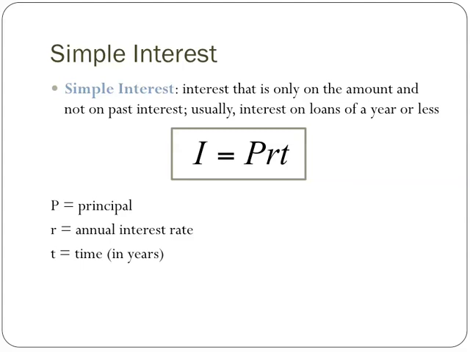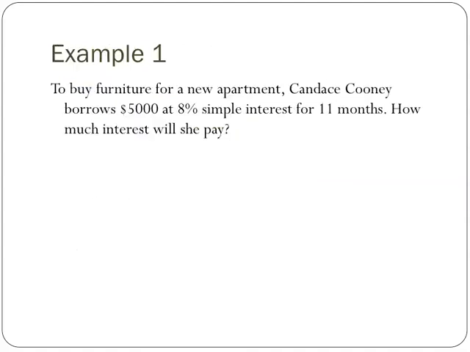Now, the one thing to note for simple interest is because oftentimes this refers to interest on loans of a year or less, the time, since it has to be in years, may have to be a fraction or a decimal of some sort. So for example, if the interest is for 6 months, then you want to make sure that you're putting 6 over 12 because it's only for half of a year. Take a look at example 1.